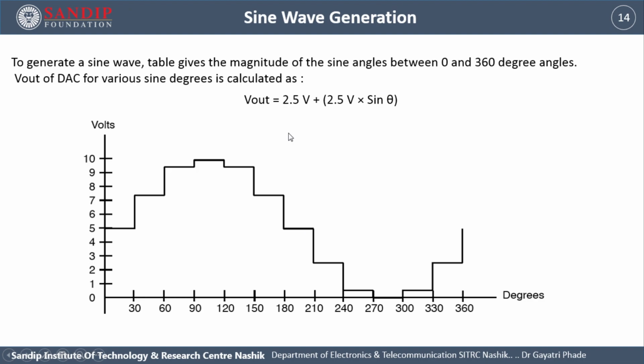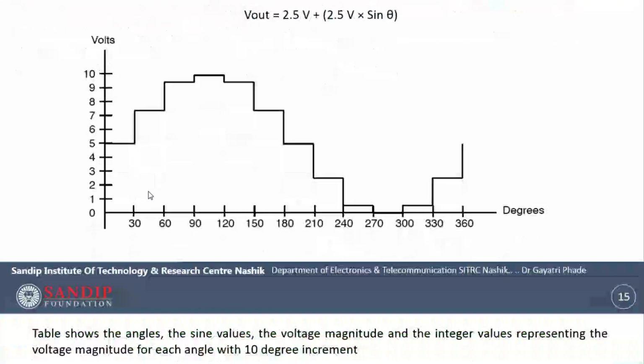Next is the sine wave. Let us understand the logic of the sine wave to be generated. We are not getting a very smooth curve, we will be getting it like this. To generate a sine wave, a table gives the magnitude of the sine angles between 0 to 360 degrees. V out of the DAC for various sine degrees is calculated as 2.5 volt plus 2.5 volt into sine theta. Let us understand this table.